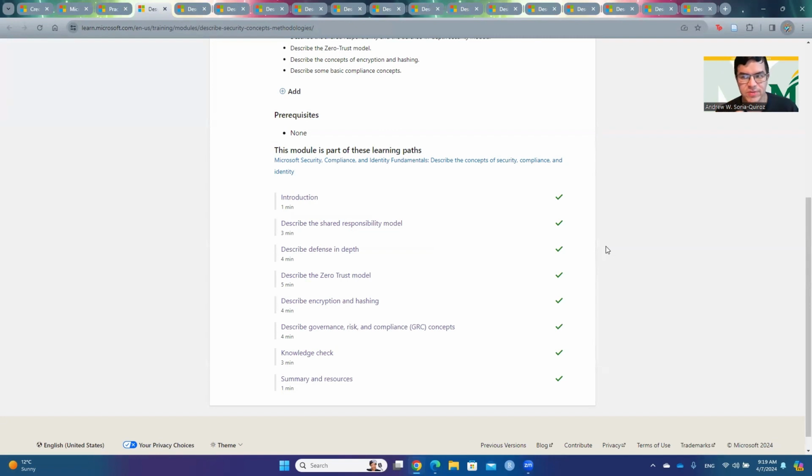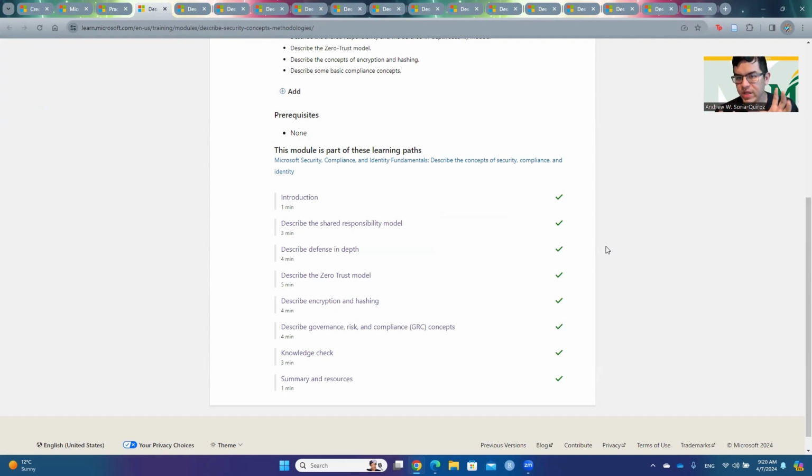But then you have things specific to Microsoft, for example. They will ask you, what is the main service that you would use to manage identities? That would be Entra, but that is something specific to Microsoft. So those are two paths there.